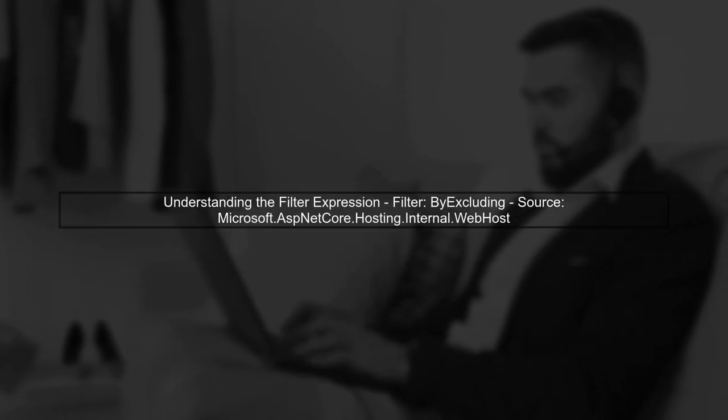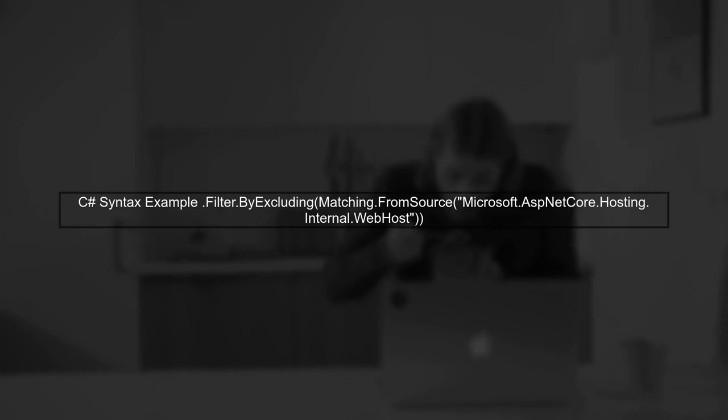To specify a filter expression in your appsettings.json file for Serilog, we need to understand the correct syntax. Let's start by looking at the filter you want to implement. In C#, you can use the syntax Filter.ByExcluding, Matching.FromSource, Microsoft.AspNetCore.Hosting.Internal.WebHost. However, the JSON configuration requires a different format.